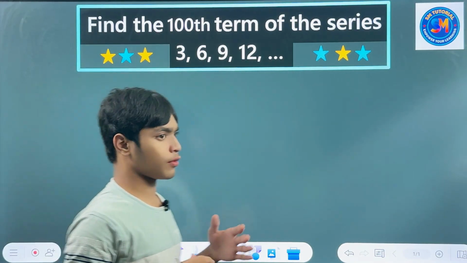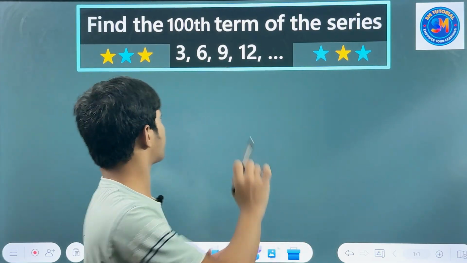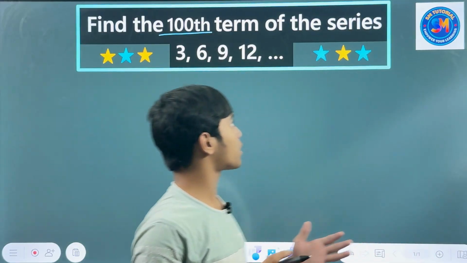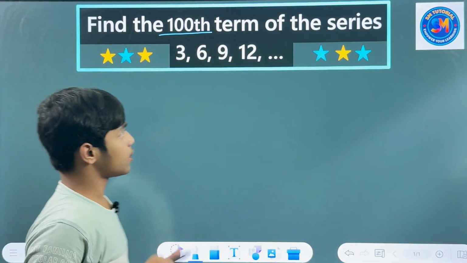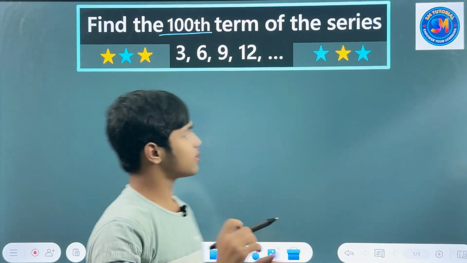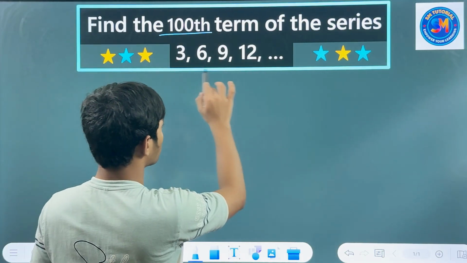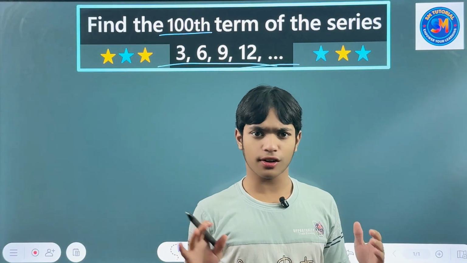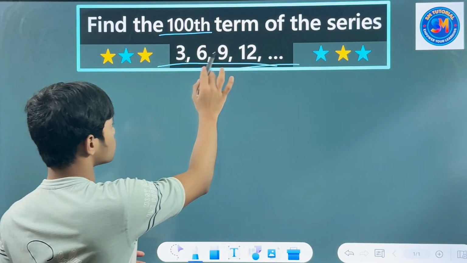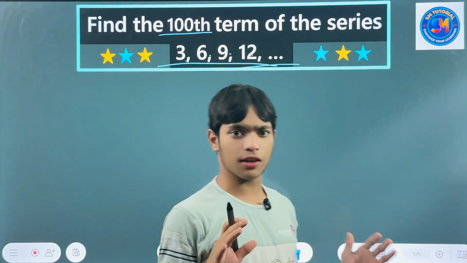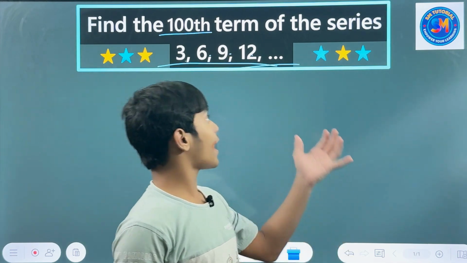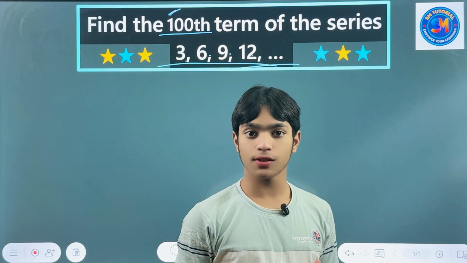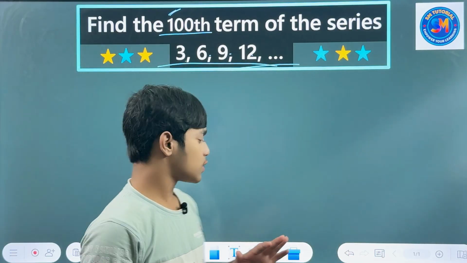I am reading the question first. That is, find the 100th term of the series. So a series is given, you can see it here. This is a series. Here the first 4 terms are given, and then I have to find the 100th term of this series. Okay, so how to find it?